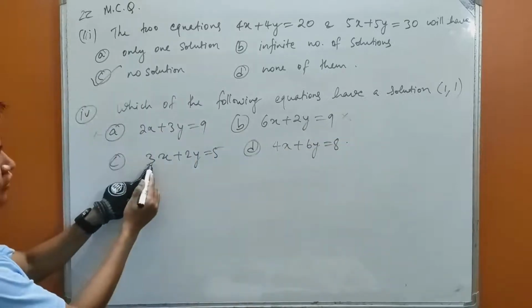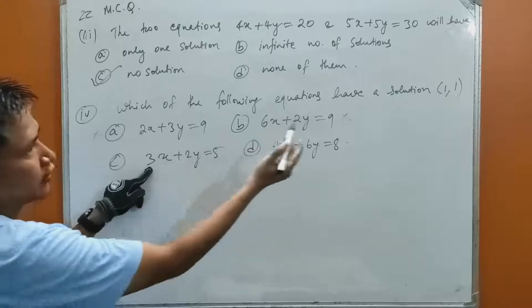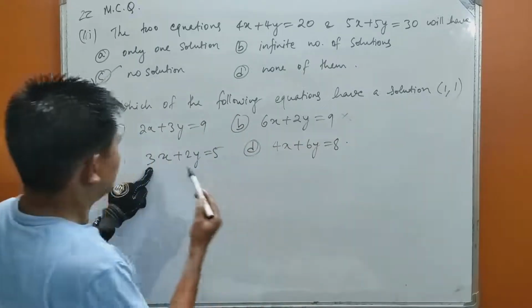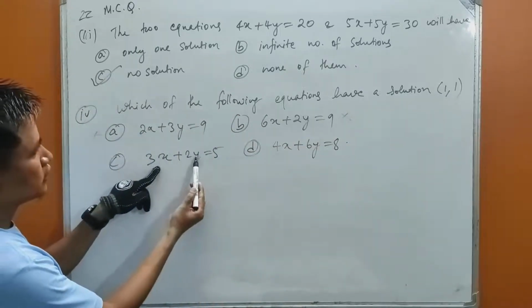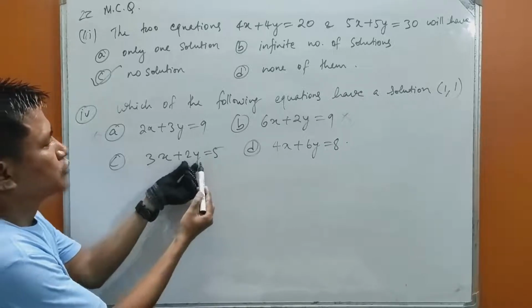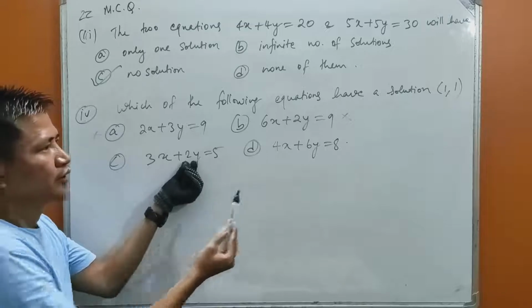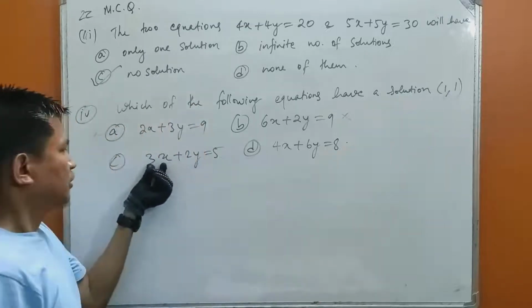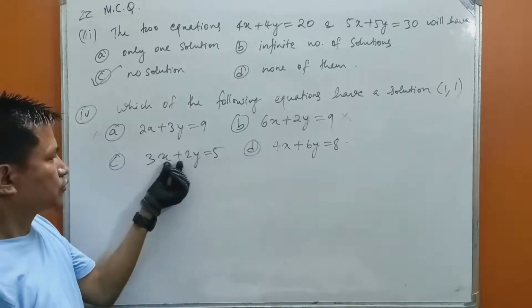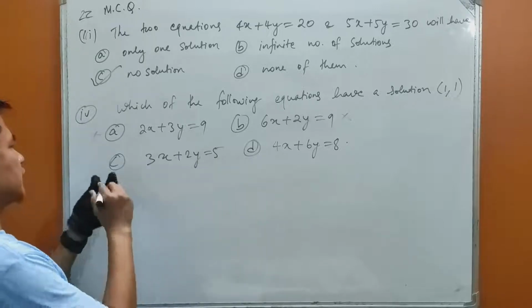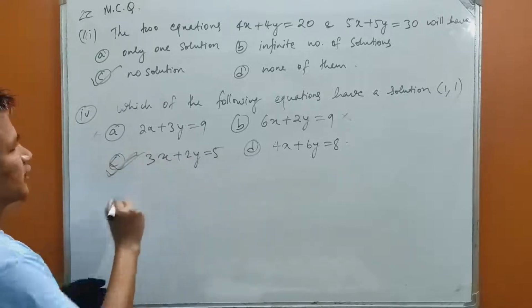Let's check here. 3 1s are 3. The value of x is 1 and y is also 1. So 3 1s are 3, 2 1s are 2. So 3 plus 2 is 5, isn't it? X is 1 and y is 1. 3 plus 2 is 5. So this is the correct option. Option C is the correct option.